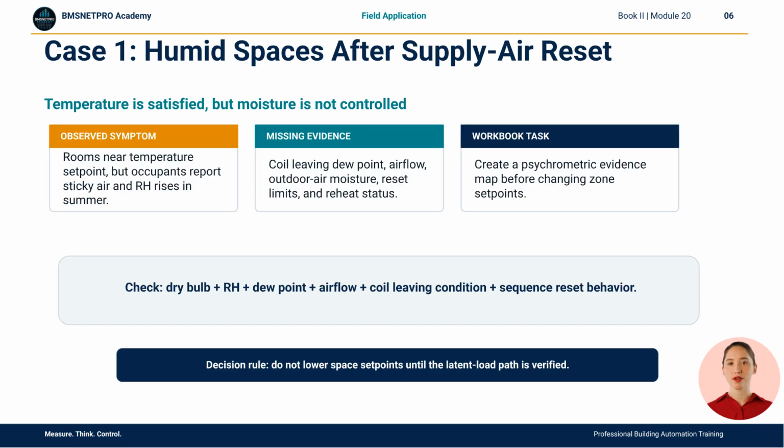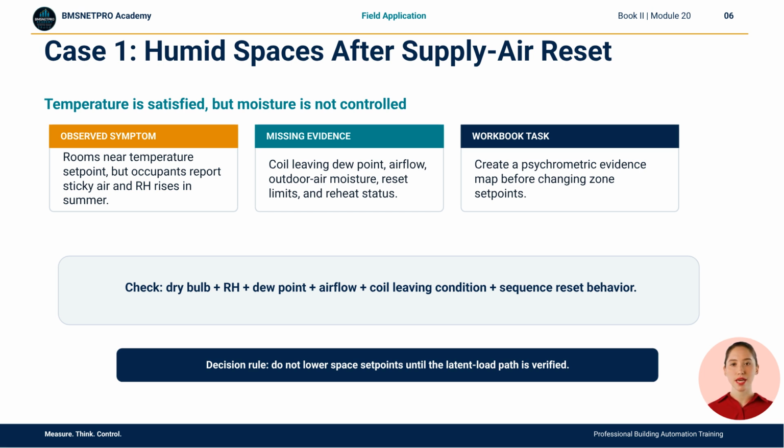Case 1 begins with a familiar complaint. The spaces are close to temperature set point, but people say the air feels sticky. This is a classic situation where the first visible BAS value, zone temperature, is not the whole story. The missing evidence is usually moisture-related: room dew point, coil leaving dew point, outdoor air humidity, airflow, supply air reset behavior, and reheat operation. The workbook task is to build a psychrometric evidence map.